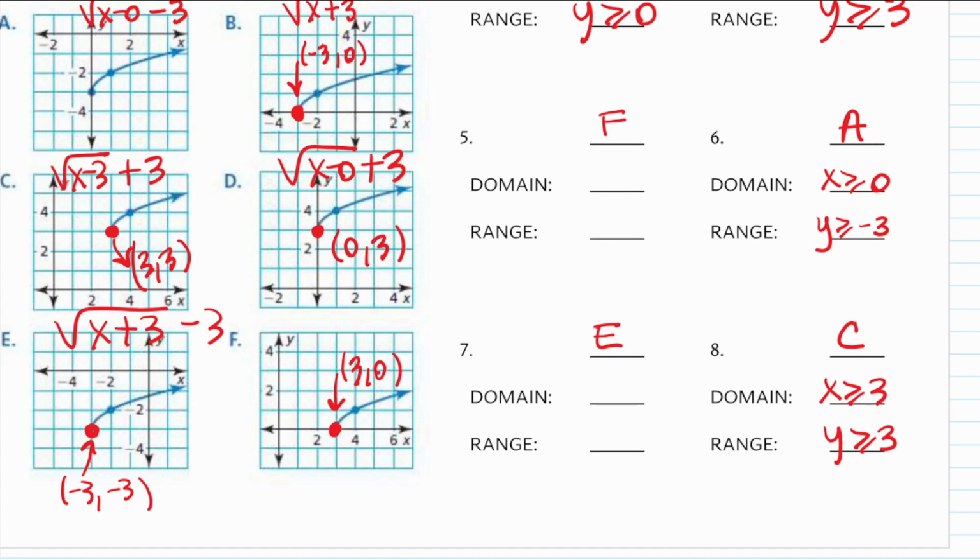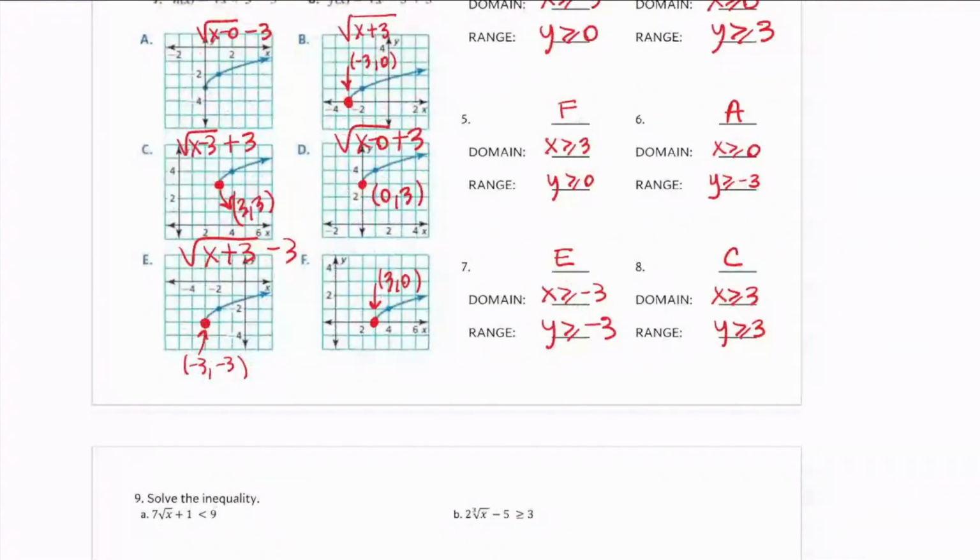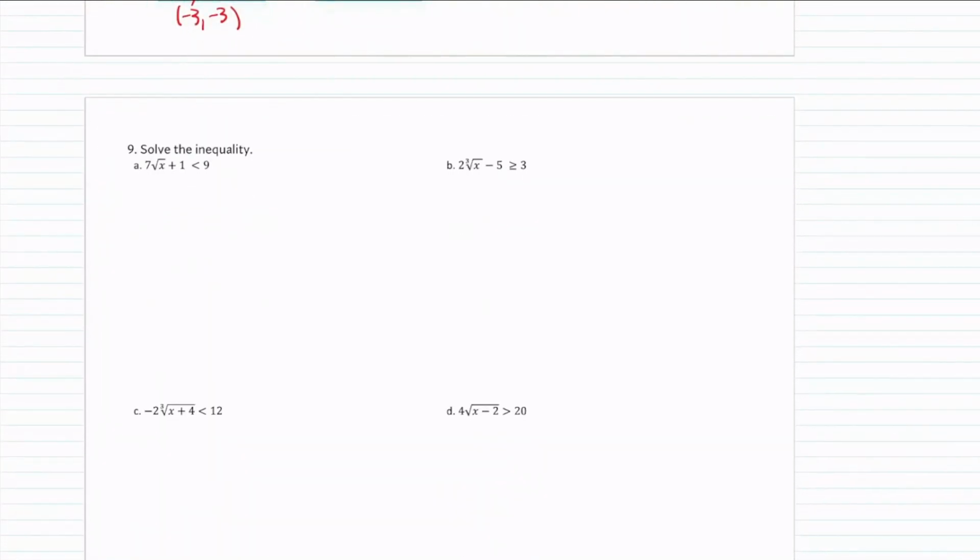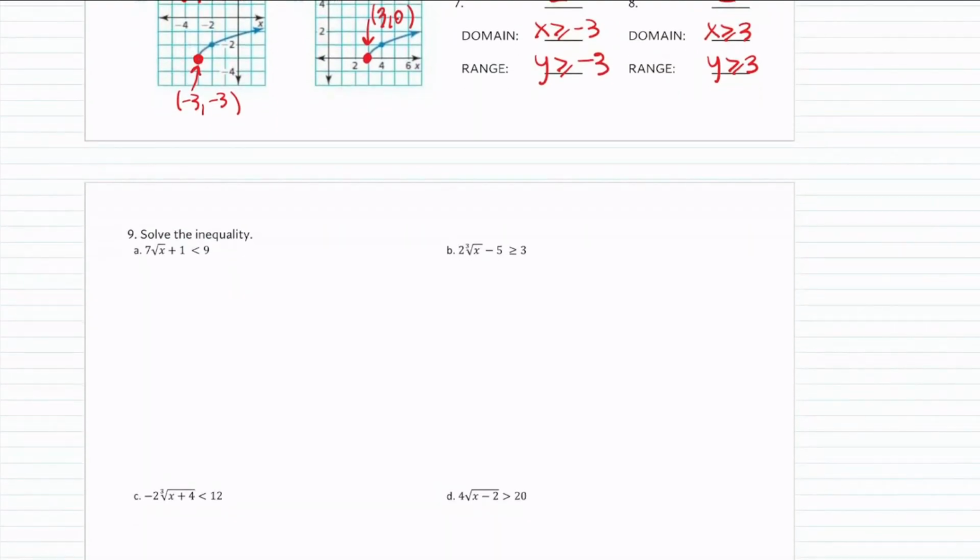That makes sense. Okay, for E, the domain is x greater than or equal to negative 3, and the range is y greater than or equal to also negative 3. F, what do we got here? Domain x greater than or equal to 3, and range y greater than or equal to 0.